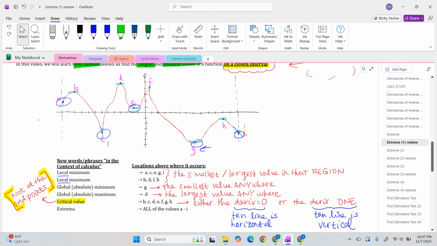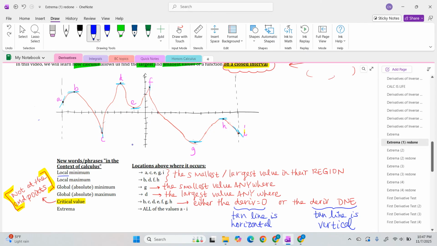And then what we also have are local maximum. Local maximum, that will be like the largest value in that region. So what do we have here? B, D, F, and H. So those are high points on the graph. It looks like point D is the highest out of all of them, but I can still call it a local max because it's the highest point in its general region.